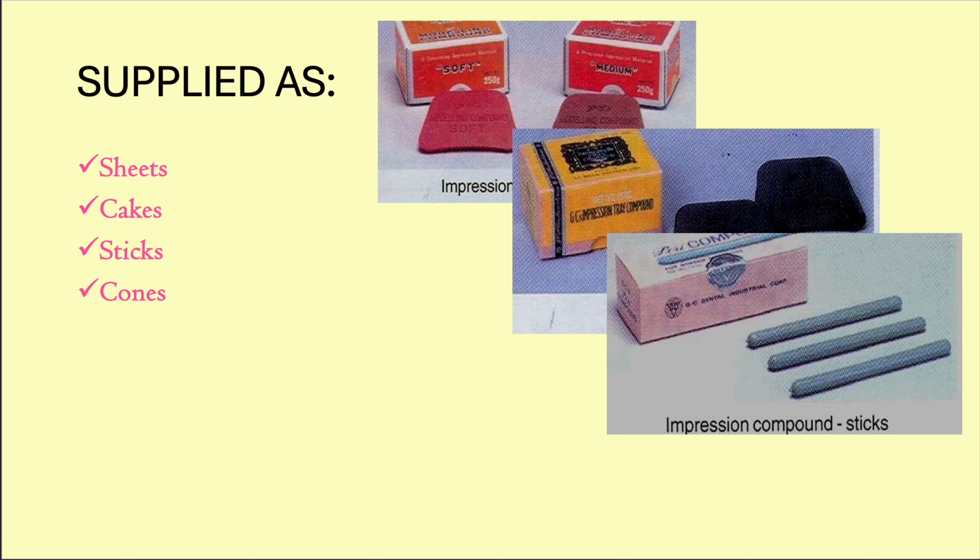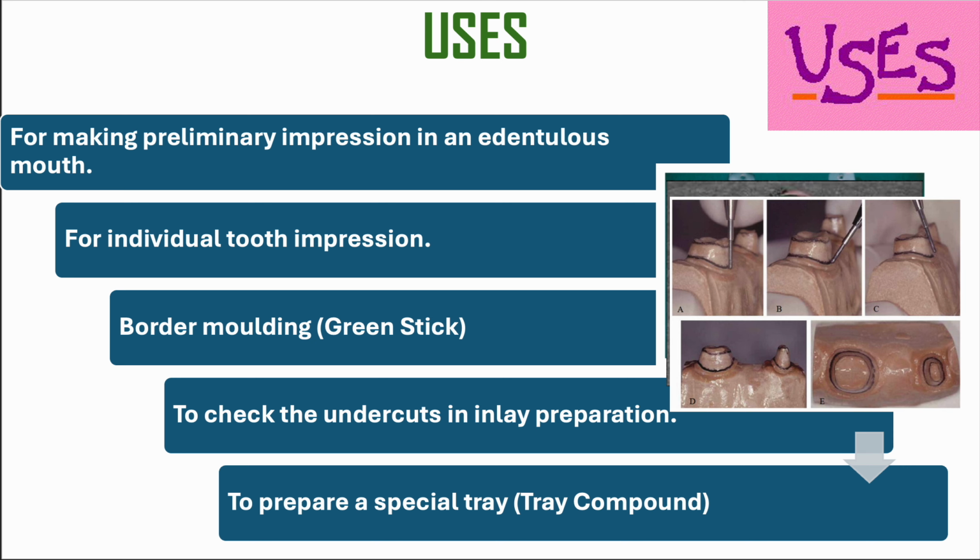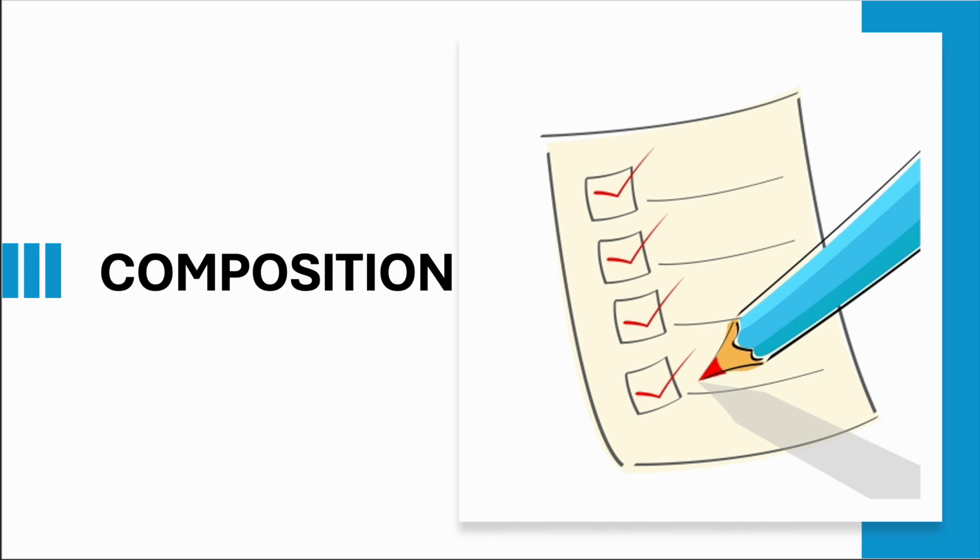Impression compound is supplied as sheets, cakes, sticks and cones, as you can see in these pictures. The trade names include DPI, Kerr, Highflex and Wident. Uses are: it is used for making preliminary impression in an edentulous mouth, for individual tooth impression, border molding, that is used with green stick, to check the undercuts in inlay preparation, and to prepare a special tray, that is done with the tray compound. Let's see the composition of impression compound, the inelastic impression material.